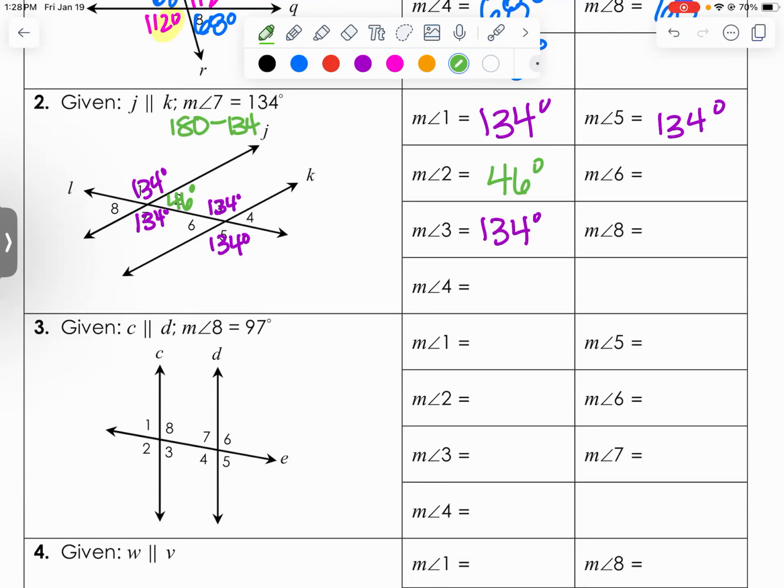Okay, what's the measure of angle 6? 46 degrees, because those two are alternate interior. Oh, Jacob says, hey, the rest are 46. Is that true? Oh, I'm on a spree today, dude.